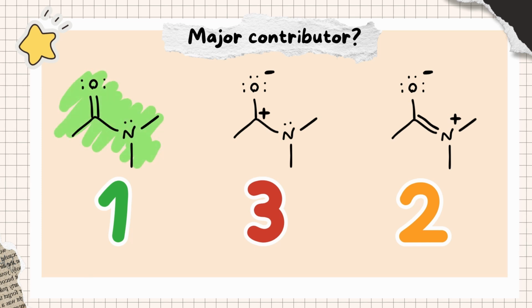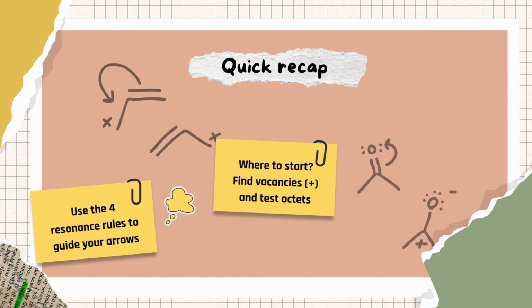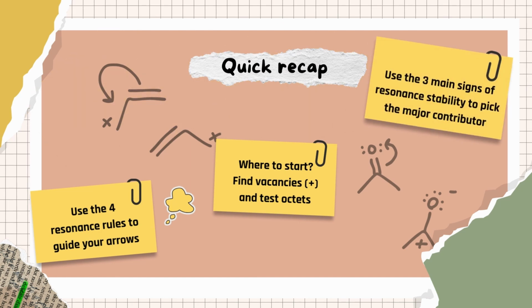I know it'll take some practice, so let me give you a brief overview before some questions. We covered a lot, so to recap, use those 4 resonance rules to guide your arrows. Remember, that was concepts like only moving electrons, not adding atoms, conserving charge, and not exceeding the octet. Next, if you don't know what to move first, try to move electrons towards a vacancy like a carbocation. Otherwise, test moves by checking the octets to see what's possible. Finally, the 3 main signs of resonance stability to pick the major contributor to the overall form, those included all atoms with a full octet, less formal charges, and a charge off of carbon.